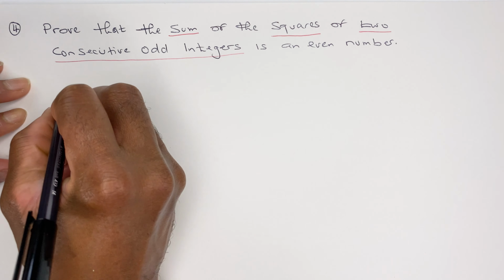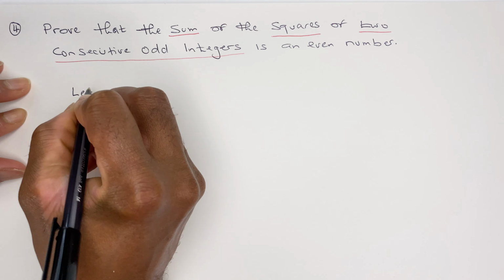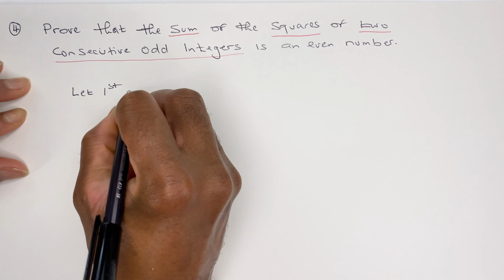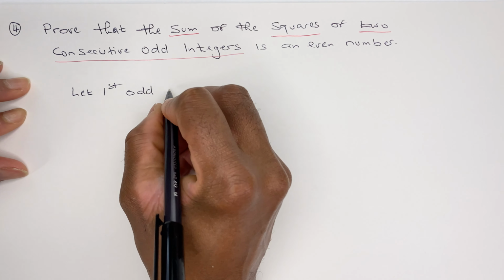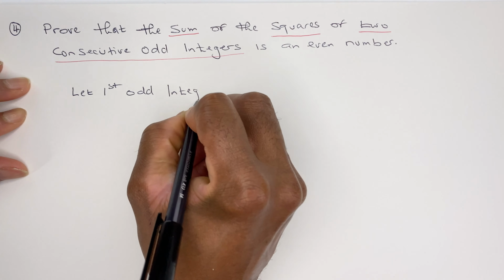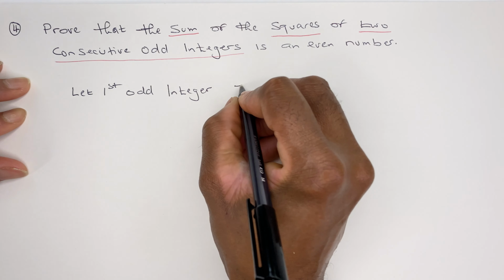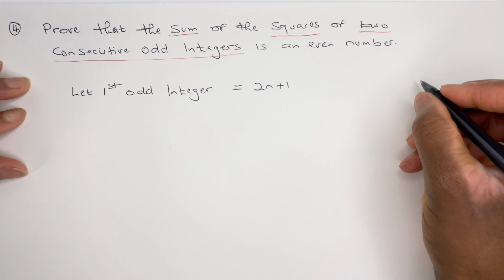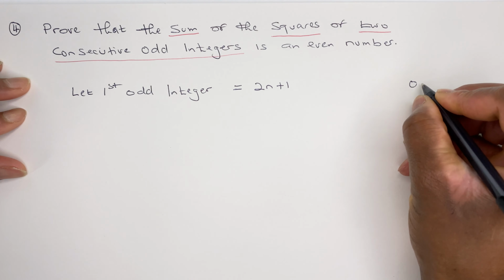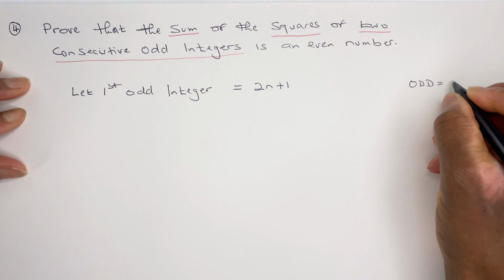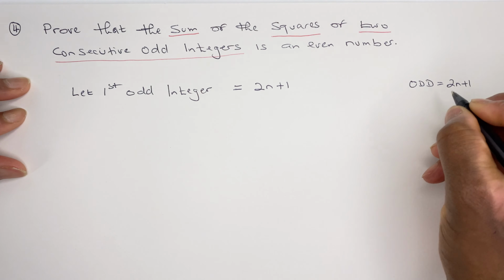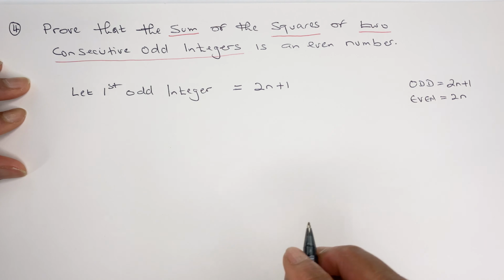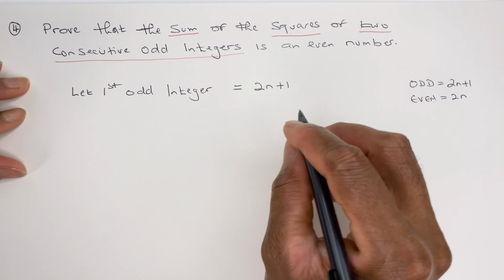So let's start with: let the first odd integer be equal to 2n plus 1. As you know, the definition of odd is always 2n plus 1, and even is 2n. So that's the first odd.